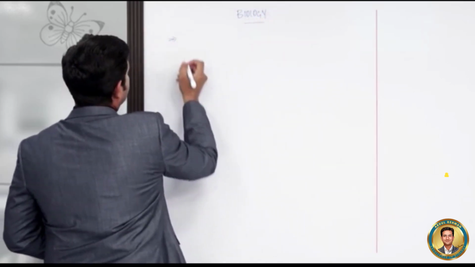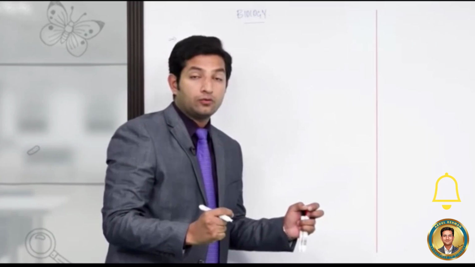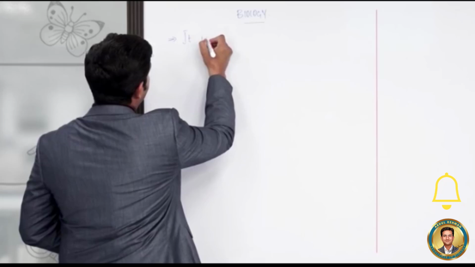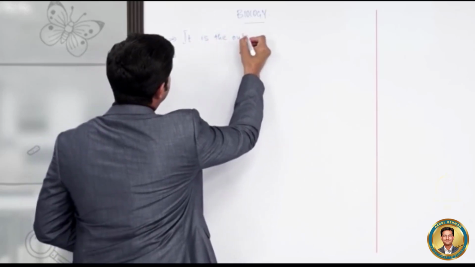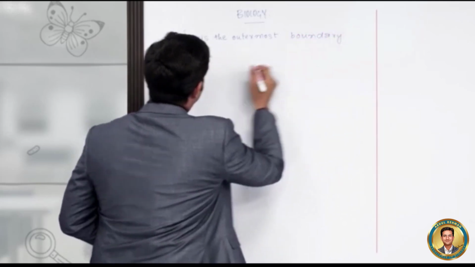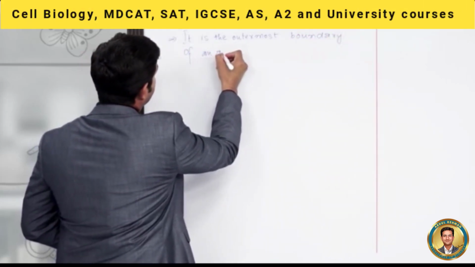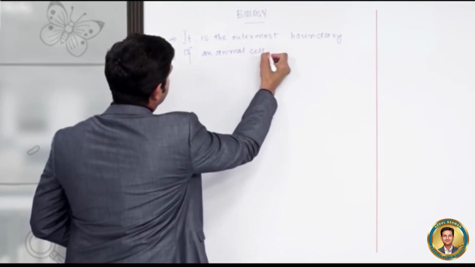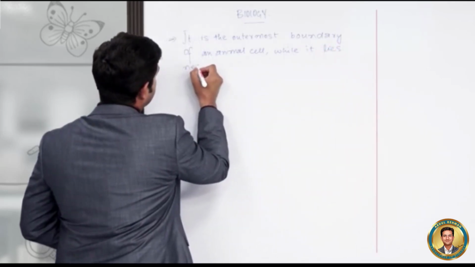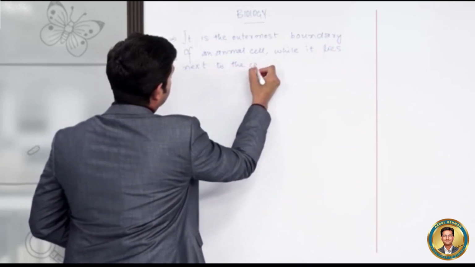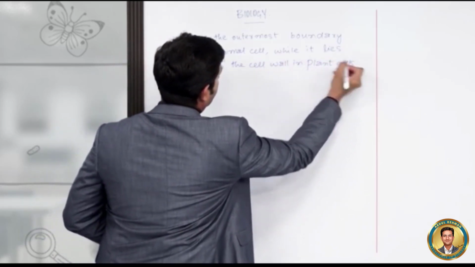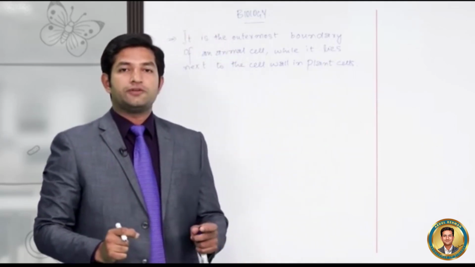The first thing is how we can state what the plasma membrane itself is. So we can say that it is the outermost boundary of an animal cell, while it lies next to the cell wall in plant cells. So this is the easiest definition that we can give for the plasma membrane.